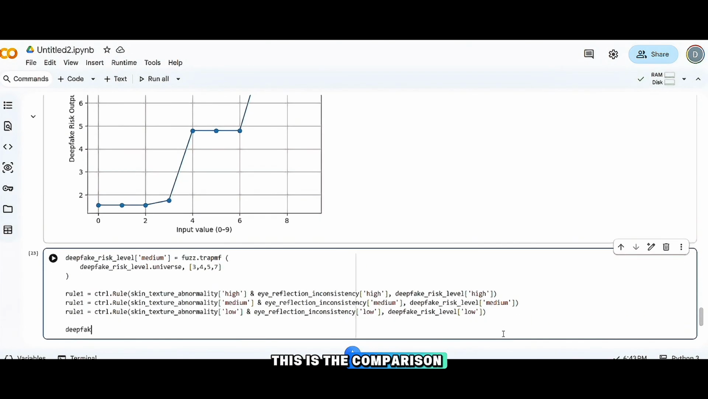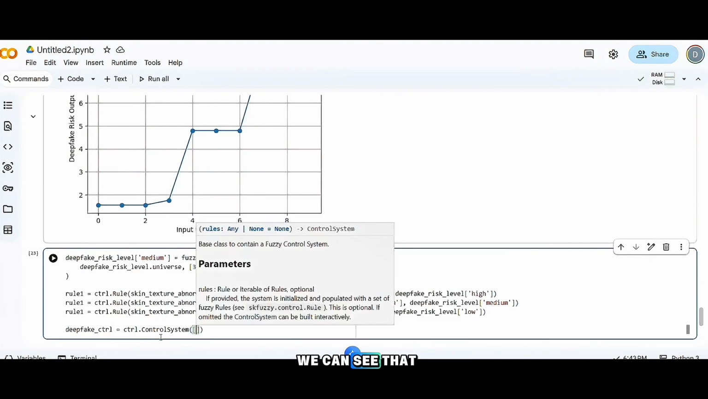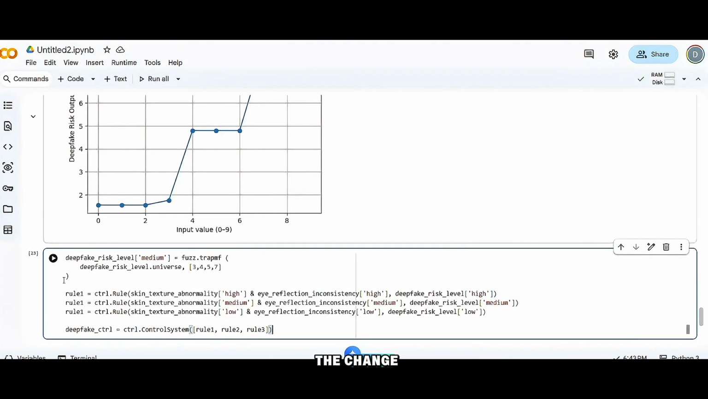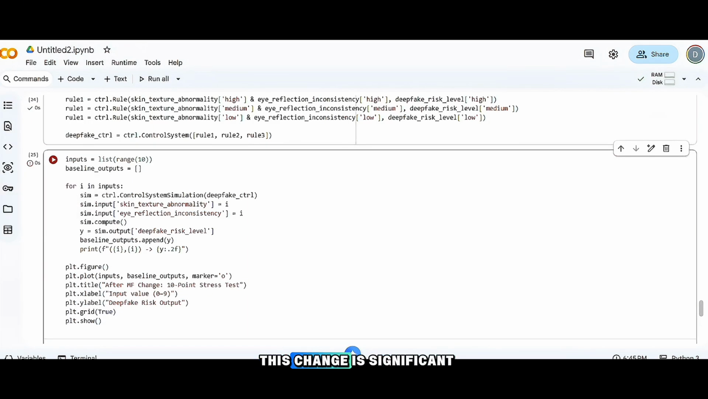Okay, this is the comparison graph. This comparison shows before versus after behavior. From this graph, we can see that the medium plateau is slightly lowered after the change. The system transitions out of medium risk earlier, and the output around input 4 to 6 is reduced compared to the baseline. In the context of deepfake detection, this change is significant.